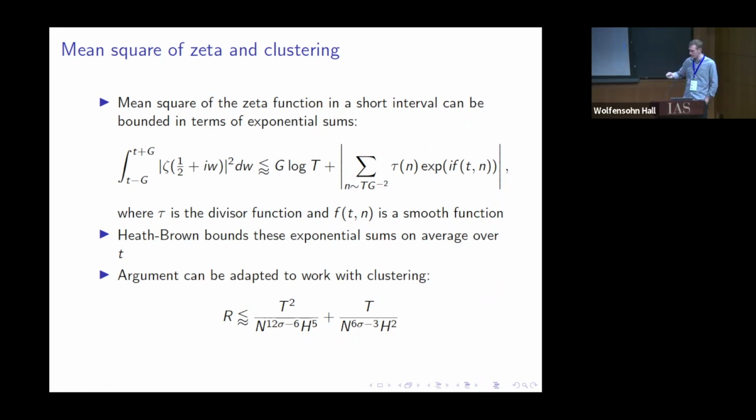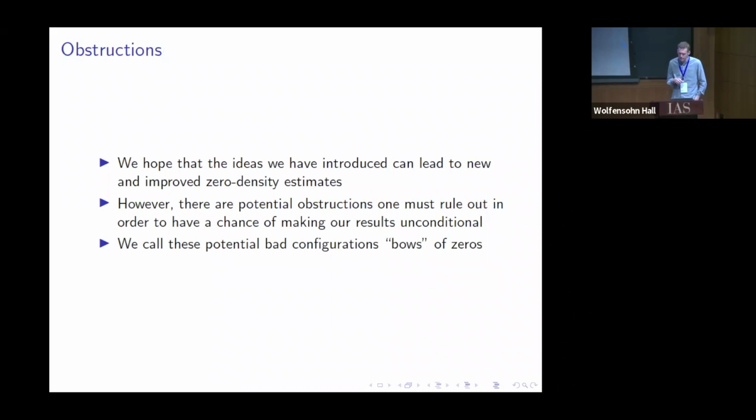Maybe that's helpful. Okay. So in the last couple of moments, let me just mention something about obstructions. So we do hope that some of these ideas could eventually lead to new, stronger, unconditional zero density estimates. But there actually are some potential obstructions that we would have to rule out that we don't quite understand. And these obstructions are the reason that we have this hypothesis F in the first place. Okay, so we call these potential bad configurations bows of zeros. And there will be a badly drawn picture coming up soon.